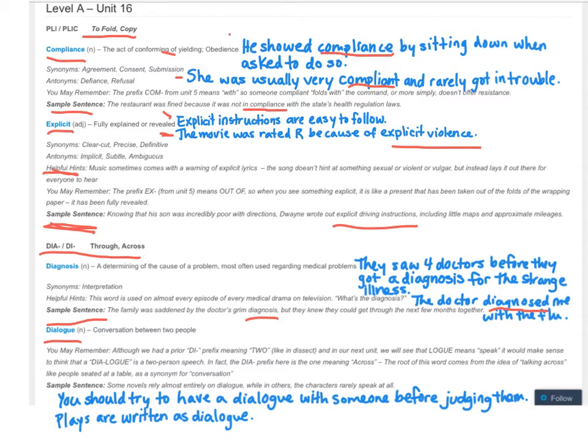And I'll read you their sample sentence first. Some novels rely almost entirely on dialogue, while in others the characters rarely speak at all. So dialogue in a novel is anytime characters are having conversations with each other.